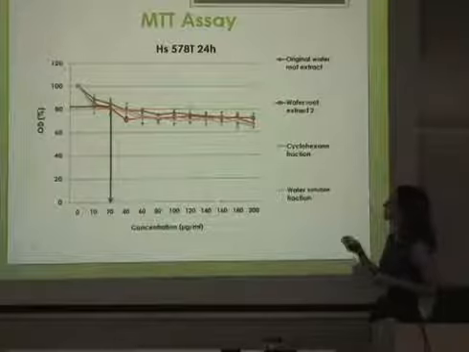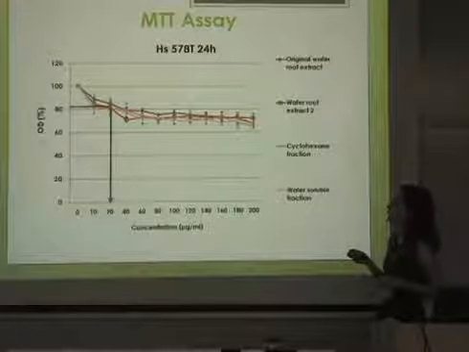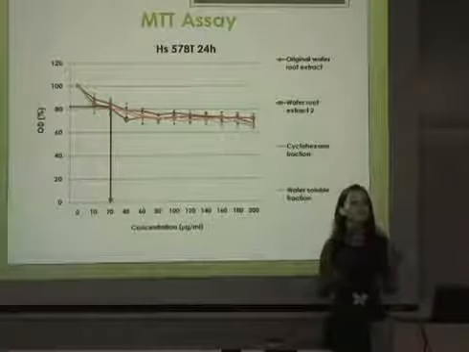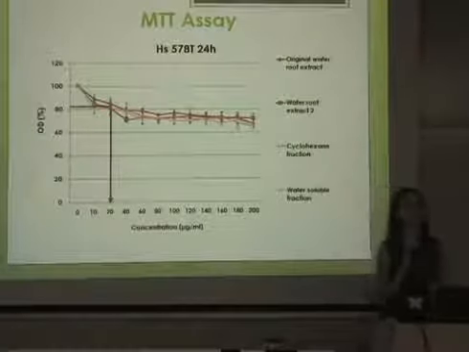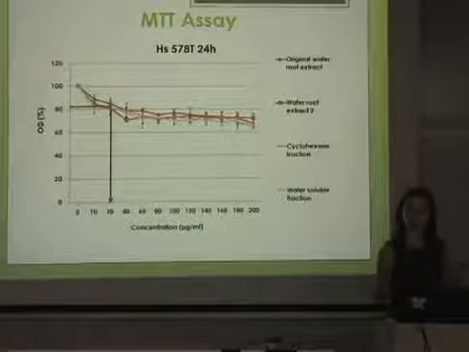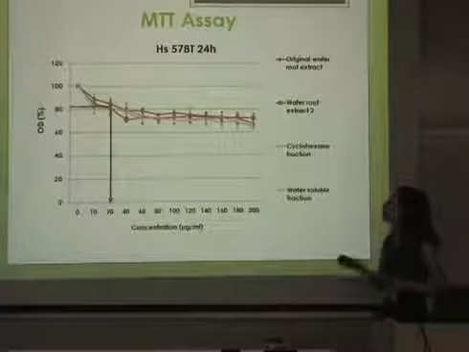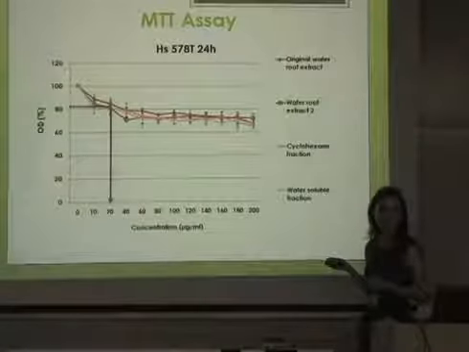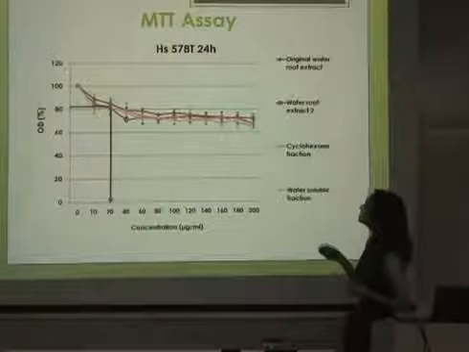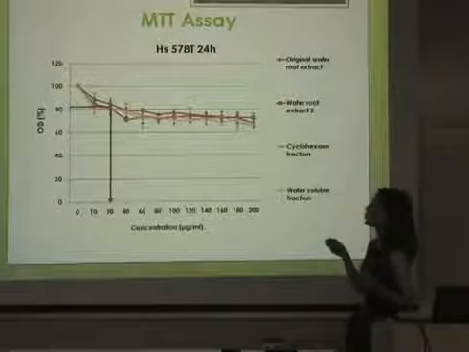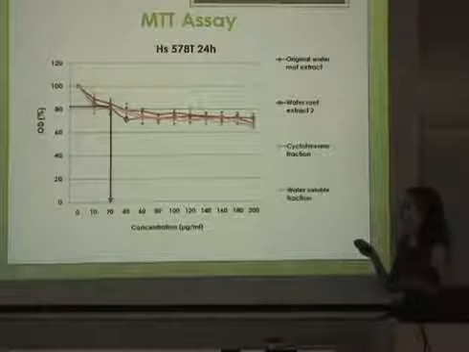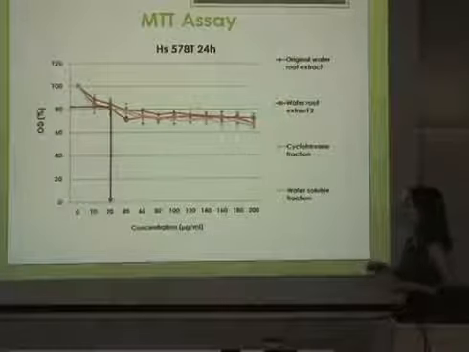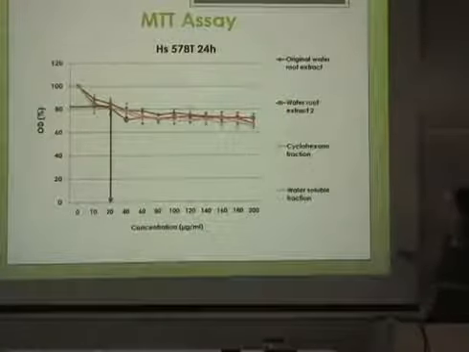If you look at this graph, we were able to see the OD80. Why? Because at this point, 80% of our cells are still alive. So we wanted to see what was the concentration in which we had 80% of our cells alive. And as you can see for the HS578T, which is the parental, after 24 hours, the concentration was 20 micrograms per ml for all the extracts and fractions.